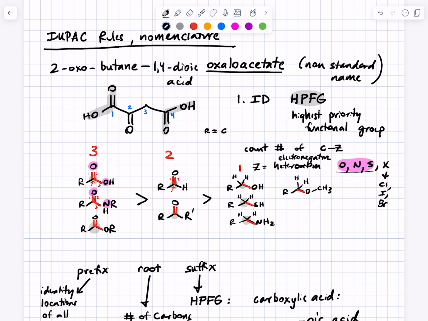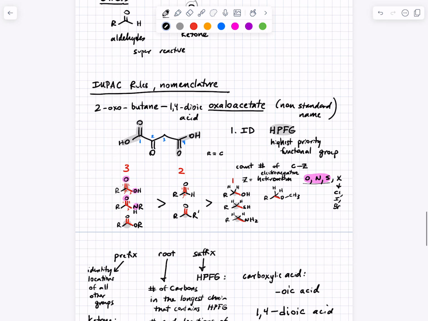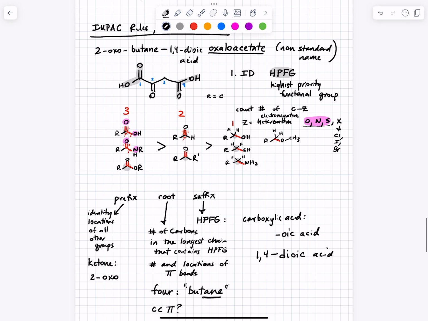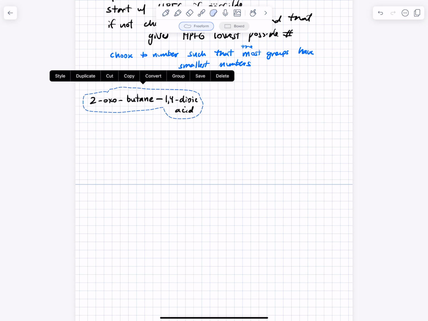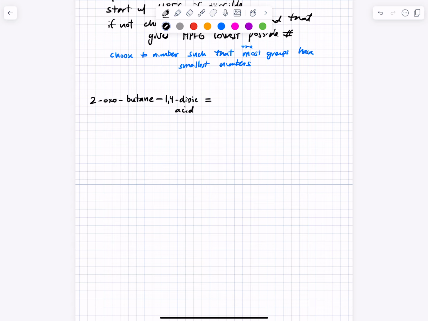All right? I have a question. Can you put the dioic together with butane instead? Yes. There are some alternatives to this, and it's mostly a matter of style. There's probably rules that govern it. I don't particularly care. 2-oxo, you want to call it. We could do 2-oxo-1,4-butane dioic acid, like that. And that's fine.